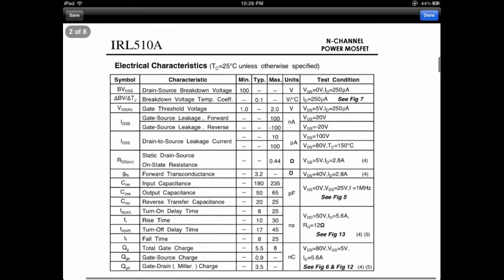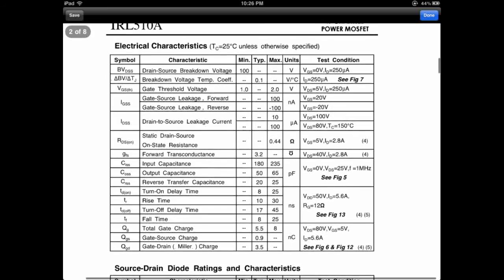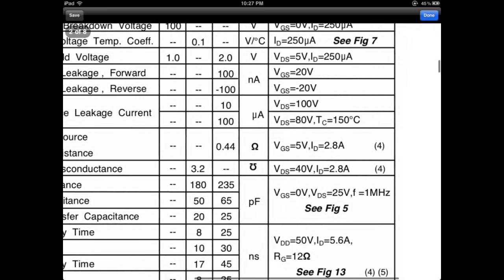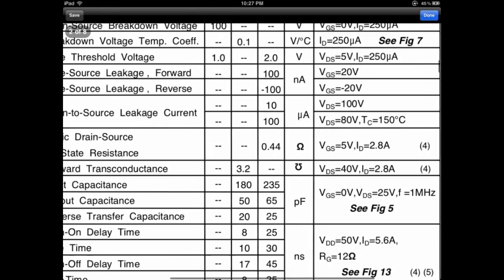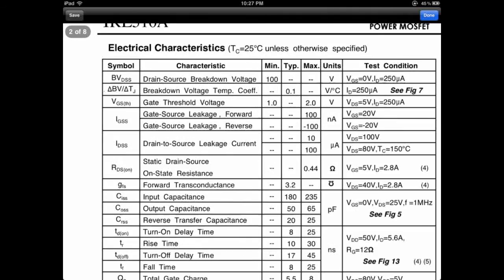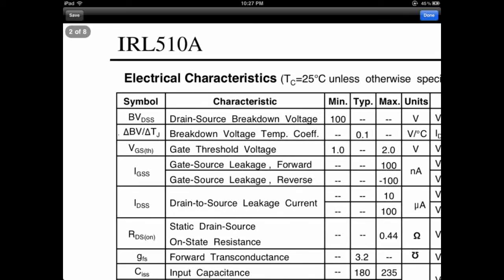There's your power dissipations, yada yada yada. Here's that RDS on again, the on state resistance, and it gives you their test criteria, what they tested it at. And here's your typical min and maxes.